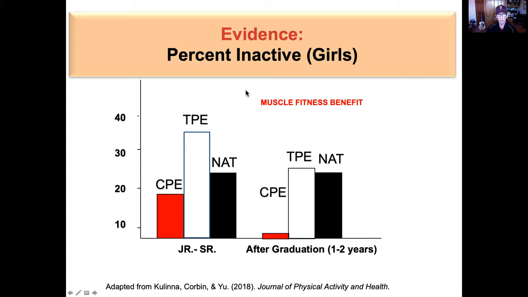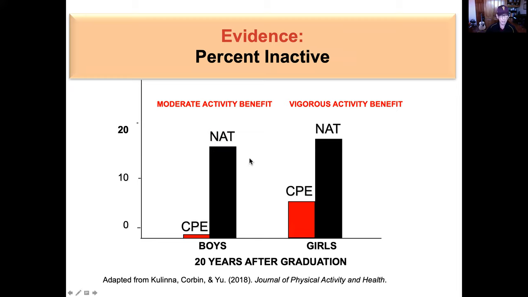And there was a fitness benefit for girls. And this is just for girls. I'm not going to repeat this for boys, but we had similar results. 20 years after graduation, actually 24 years since they took the course, because they took it as freshmen and they were in school for 4 years. Again, the people who took the class were much less likely to be inactive than the national matched peers. These would be 40 to 45 year old people. This would be boys or men, girls or women. And there was a moderate activity benefit for boys and a vigorous activity benefit for girls.